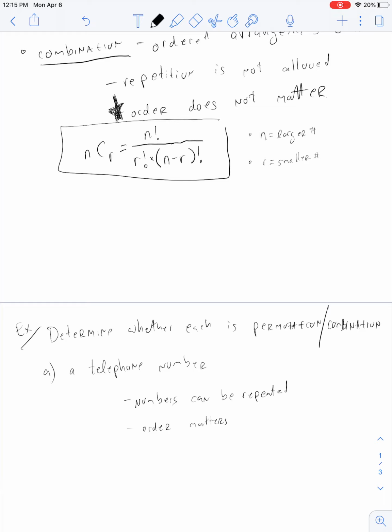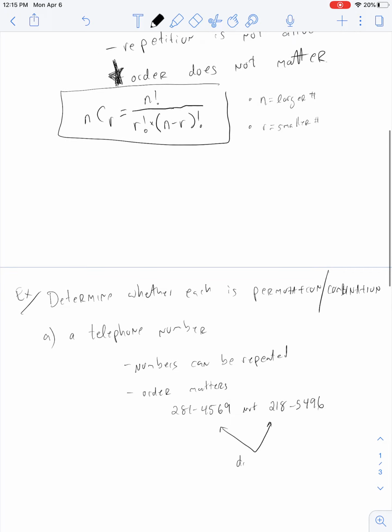All right. Why does order matter? Because let's just say your number was 2814569. That's a specific number. And this is not the same as saying 218-5496. We can definitely see that the order matters. These two numbers are in fact different. So order matters, definitely making it permutation here.